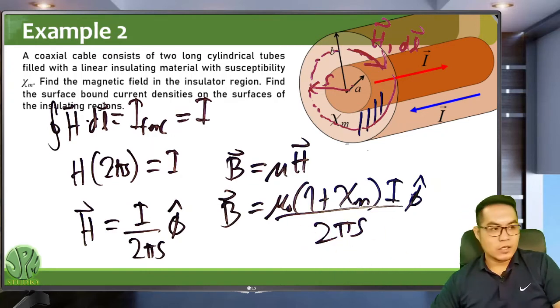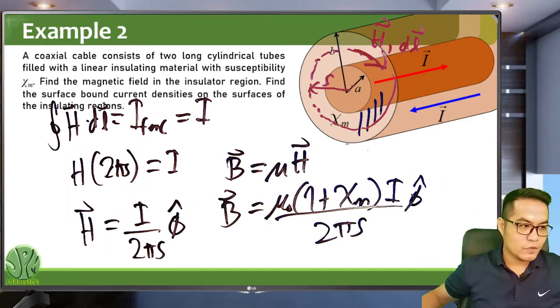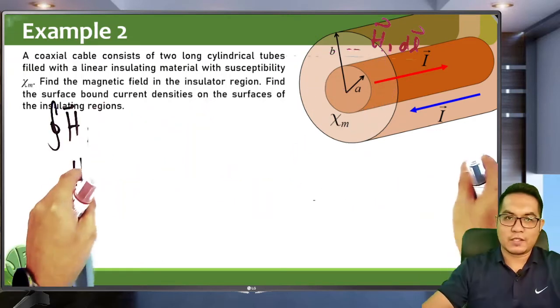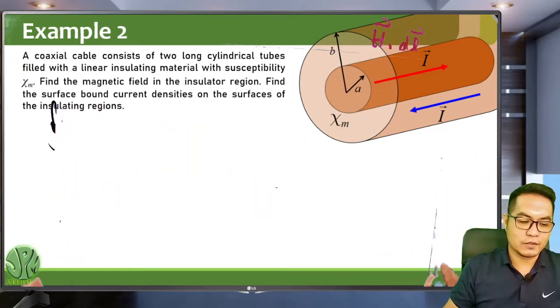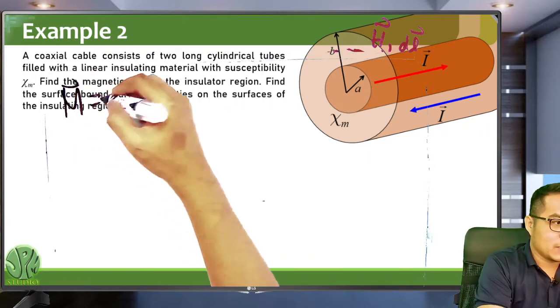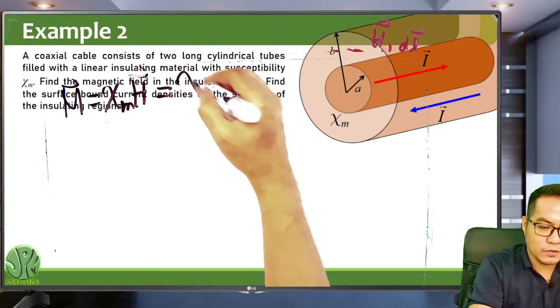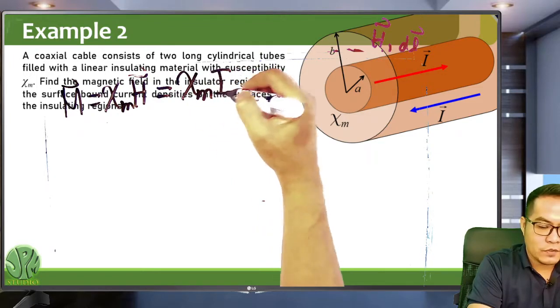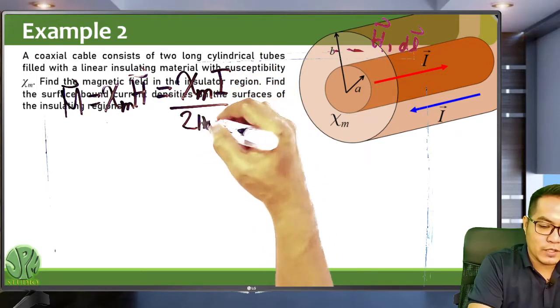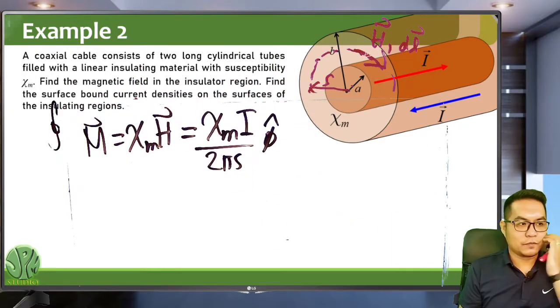Okay, so how about the bound currents? Okay, so we can now solve for the magnetization. It's just susceptibility times the auxiliary field. So you will get susceptibility times I over 2 pi S phi hat. So it's still in the phi hat direction.